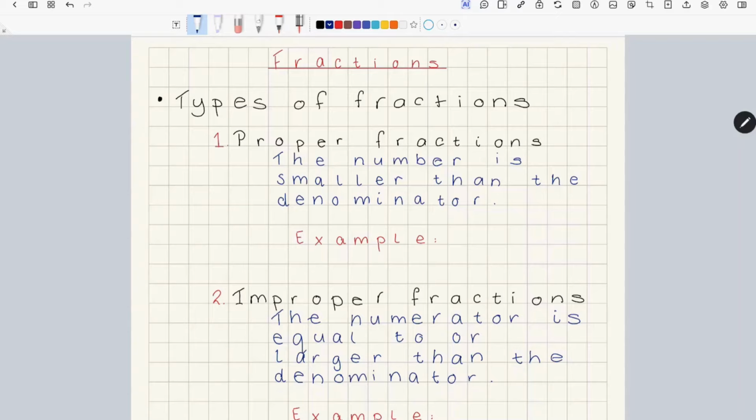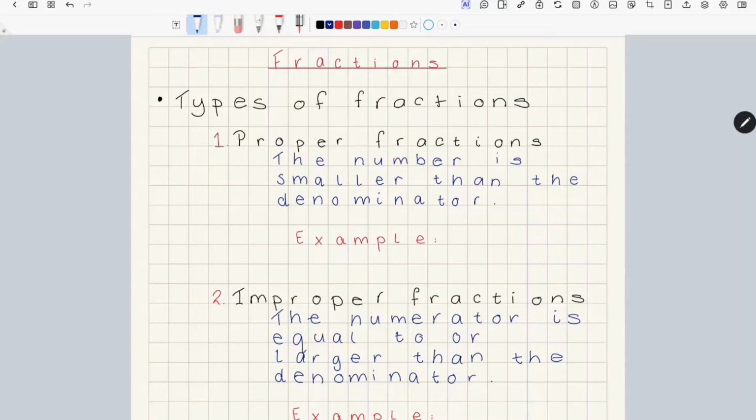This is part 2 of the fractions video. So we're going to look into types of fractions. Now we have different types of fractions. We have proper fractions, improper fractions, and mixed numbers.